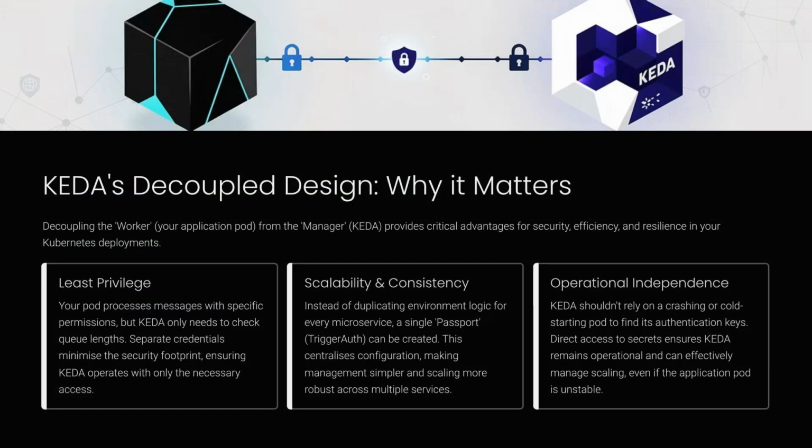Least privilege. Your pod needs to process messages, but KEDA only needs to peek at the queue length. Separate credentials means a smaller security footprint. Next, scalability. If you have 10 different microservices watching the same bus, you don't want to copy paste environment logic 10 times. You create one passport, trigger auth for everyone. And lastly, independence. If the pod is crashing or cold starting, KEDA should not be dependent on the pod's environment to find its key. A direct line to the secrets keeps the brain alive even if the muscle is struggling.